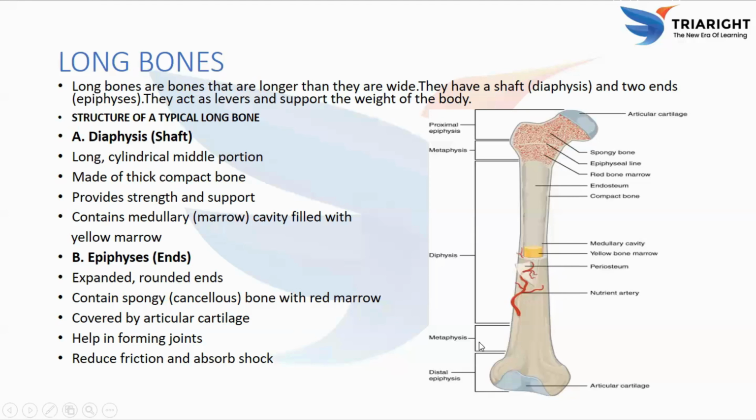From the picture, here is the metaphysis. This is the area where the diaphysis and epiphysis meet, and this is the epiphyseal line, where bone growth happens during childhood. You can also see the periosteum over here. This periosteum is the outer covering of the bone, and endosteum is the inner lining of the bone, the lining inside the medullary cavity. The compact bone is a strong outer layer, whereas spongy bone is a lighter porous bone at both the ends. So this is about the diaphysis and epiphysis.